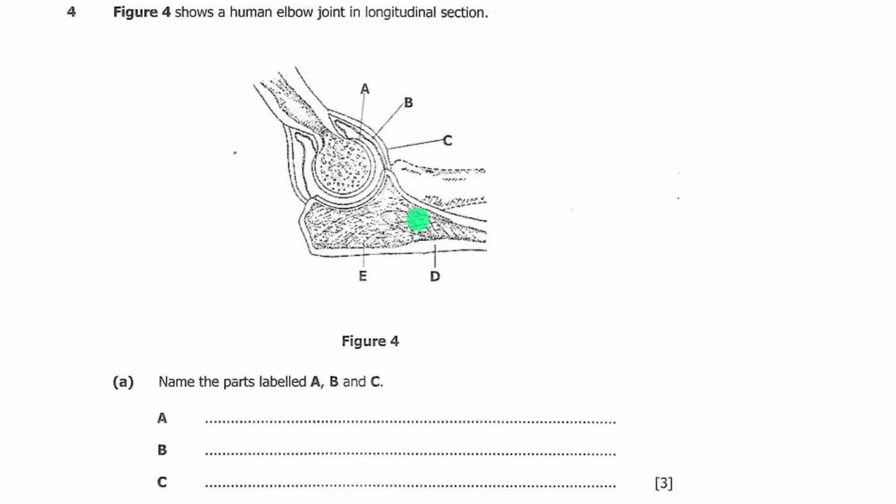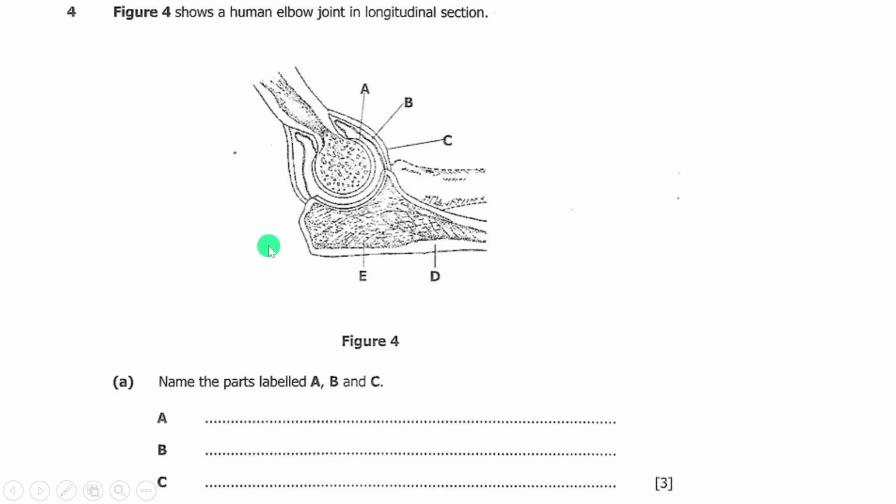So we come to question 4, which says figure 4 shows a human elbow joint in longitudinal section. So this figure 4 here shows a human elbow joint in longitudinal section, with these parts A, B, C, D, E. Part A says name the parts labeled A, B, and D. So what are these parts labeled here?